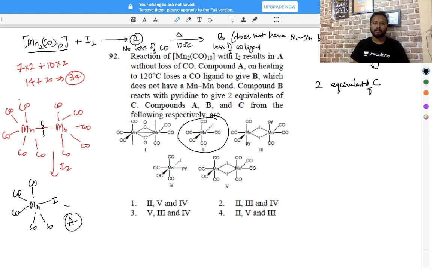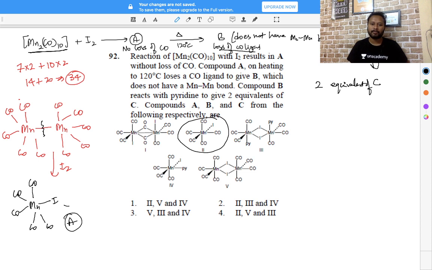Now this A, if you heat it at 120 degrees Celsius, there is no loss of the CO ligand, and A is formed. Now if you heat it at 120 degrees Celsius with the loss of CO ligand, you are forming B, which does not have a manganese bond. So there should be no manganese bond.